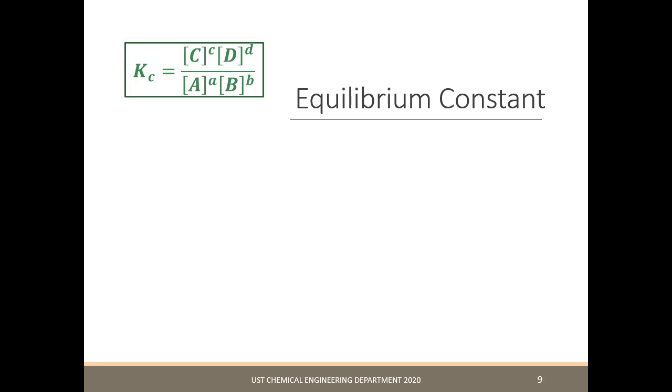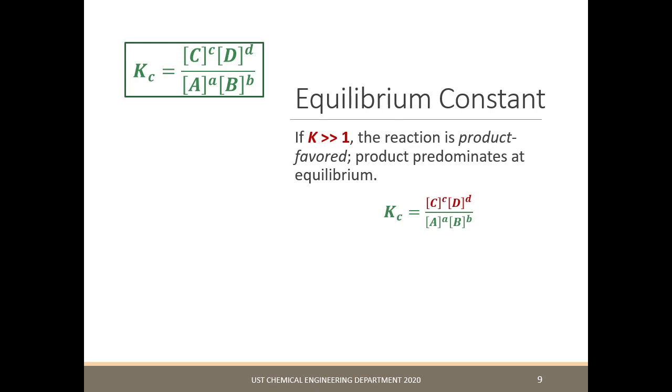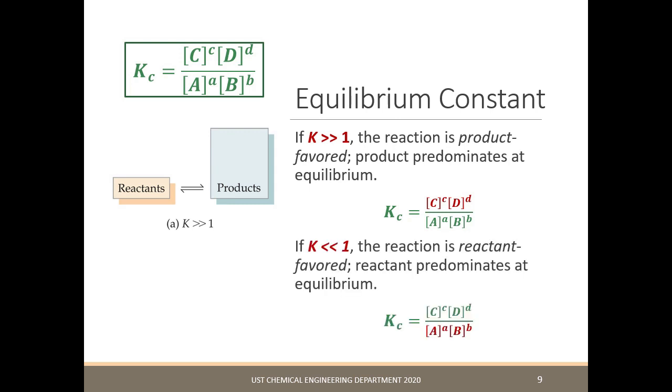Now, why do we need to determine the equilibrium constant? The value of K tells us whether the reactants or products are more favored in equilibrium. If K is greater than 1, the numerator is larger than the denominator, therefore, more products are present at equilibrium, or the reaction is product favored. On the other hand, when K is less than 1, the denominator is larger than the numerator, which means that more reactants are present at equilibrium, or the reaction is reactant favored.